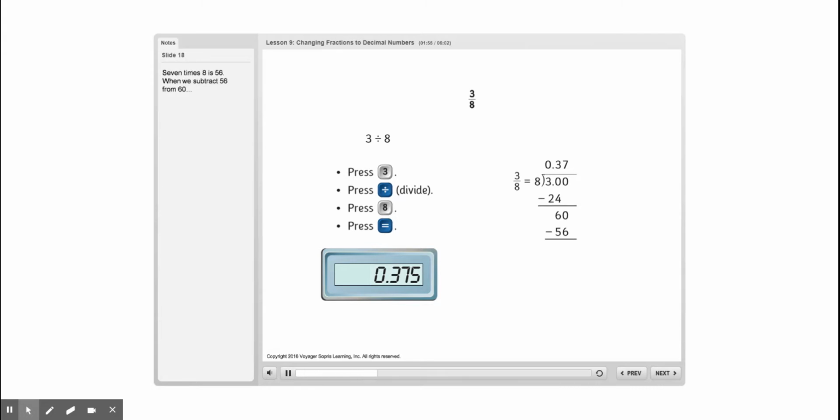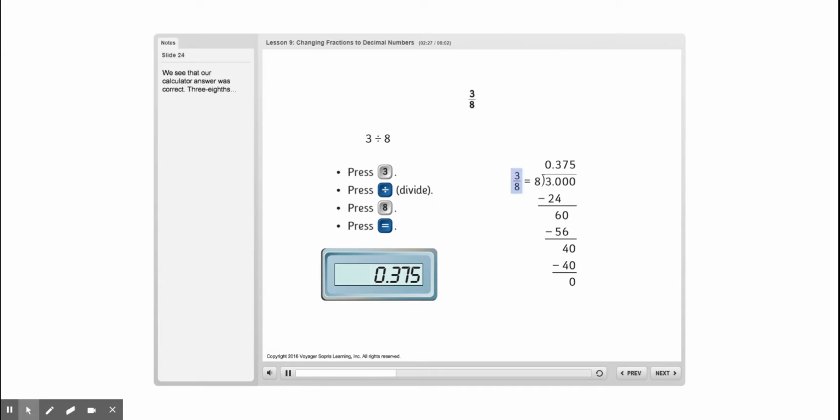7 times 8 is 56. When we subtract 56 from 60, we have 4 left over. We add one more 0 after the 3 and bring it down next to the 4. Now we divide 8 into 40. 5 times 8 equals 40. When we subtract 40 from 40, there is nothing left over.